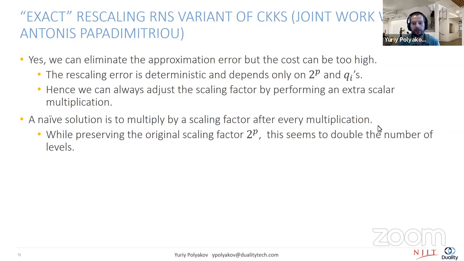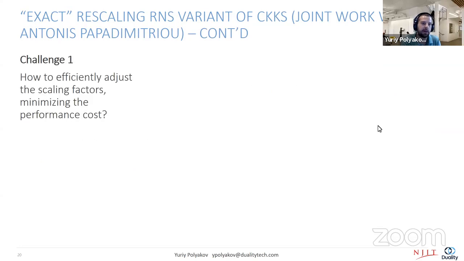But the challenge here is that we're introducing one extra level. We have to do one more scaling multiplication followed by another rescale. So conceptually speaking, this naive solution would double the number of levels and make this approach highly inefficient compared to the approximate one. Can we do better than this? This is the question we were trying to answer with Antonius. We'll walk through several challenges that we ran into while answering this question.